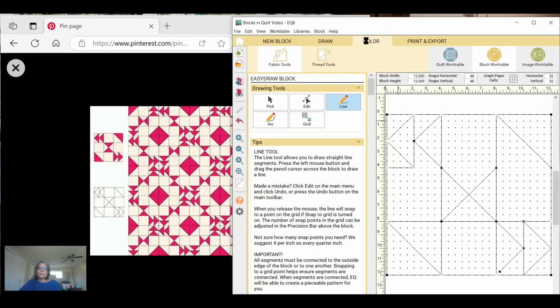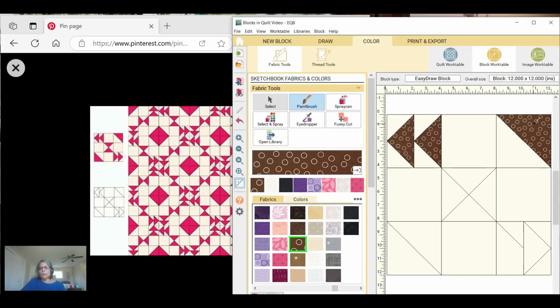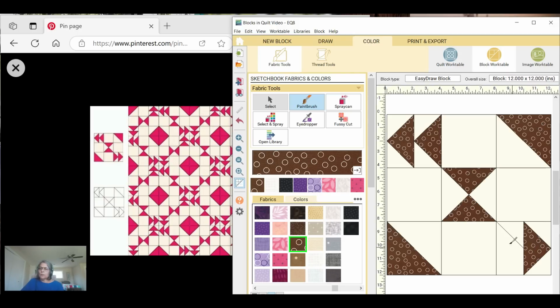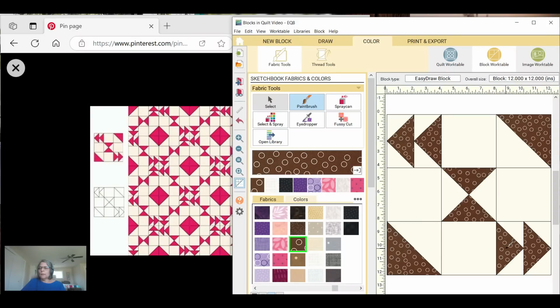Okay, so now let's color it. Not too many surprises here. Make it brown. And again, we're paying attention to where our fabric is placed. Otherwise, you won't get the design. And see, I forgot to draw my one little line here. Let's go back to color. There, now we have the block. So in here we have 4 flying geese. We have 2 half square triangles, 1 quarter square triangle, and 4 squares.